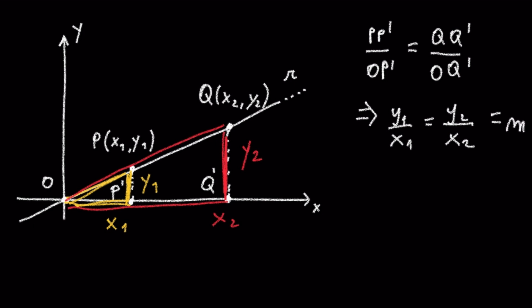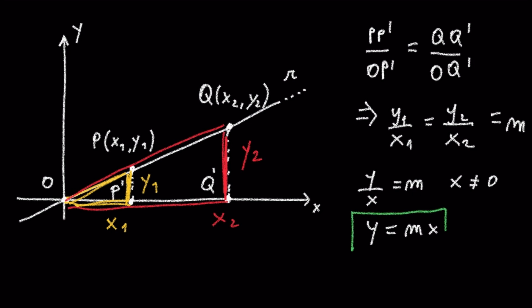Therefore, we can write the equation of the line as y/x equals m for x different from 0, or y equals mx. This is the equation of a line passing through the origin, where m is called the slope or angular coefficient of the line. This equation is also known as the equation of direct proportionality.